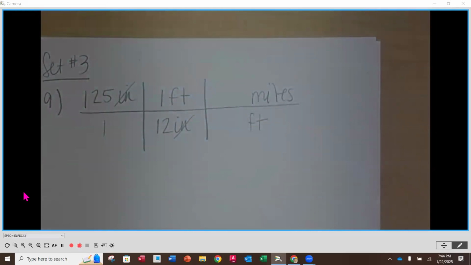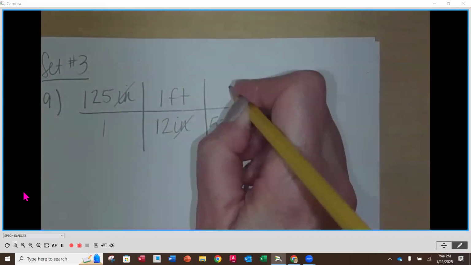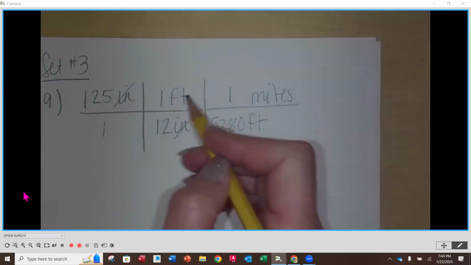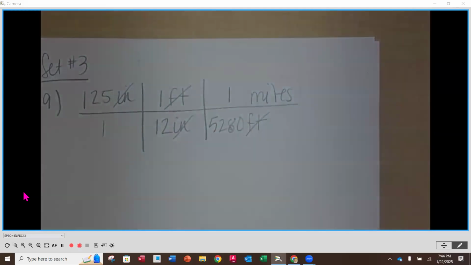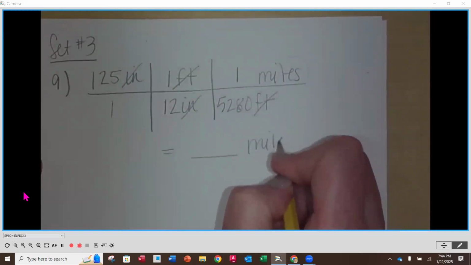And this is where now I'm going to put my conversion. I know that there's 5,280 feet in 1 mile. And now my feet are going to cancel top to bottom, and what I'm left over with are the miles. Now I'm going to multiply across the top. So I'm going to take 125 times 1 times 1, divided by 12, divided by 5,280. And then that is going to be however many miles.